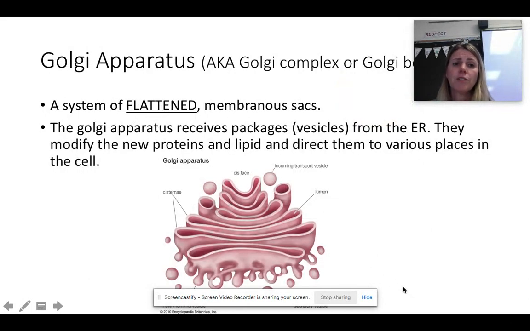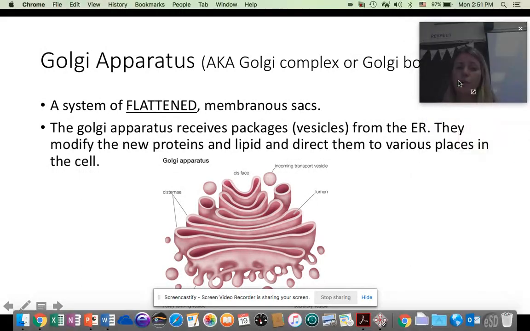The Golgi apparatus, also known as a Golgi complex or Golgi body, looks like flattened pancakes on top of each other. Really what they're going to do is receive the packages and vesicles from the endoplasmic reticulum, and they're going to modify the new proteins. They're going to be adding things, assembling things, and lipids, and then they're going to actually deliver them.